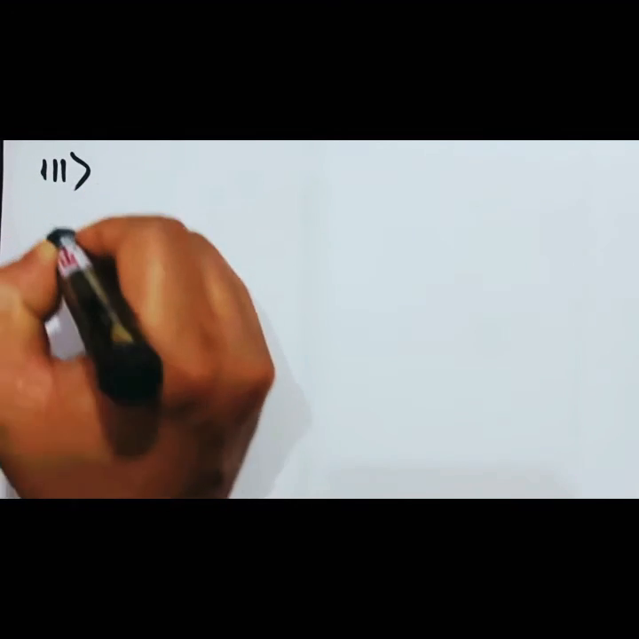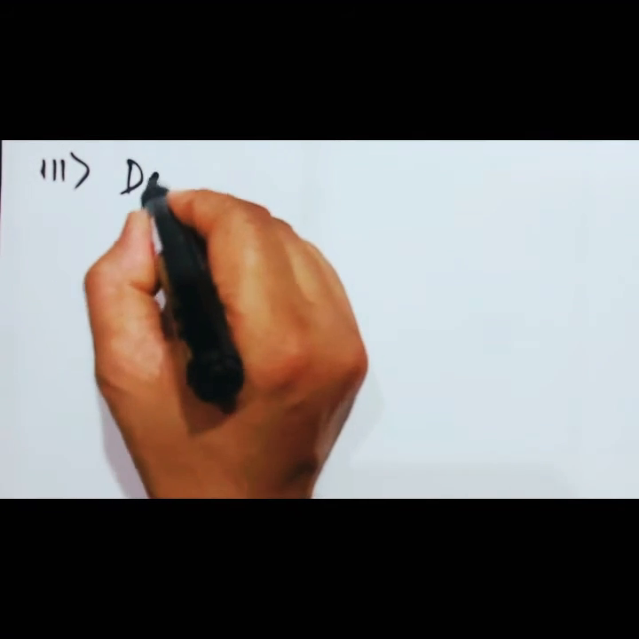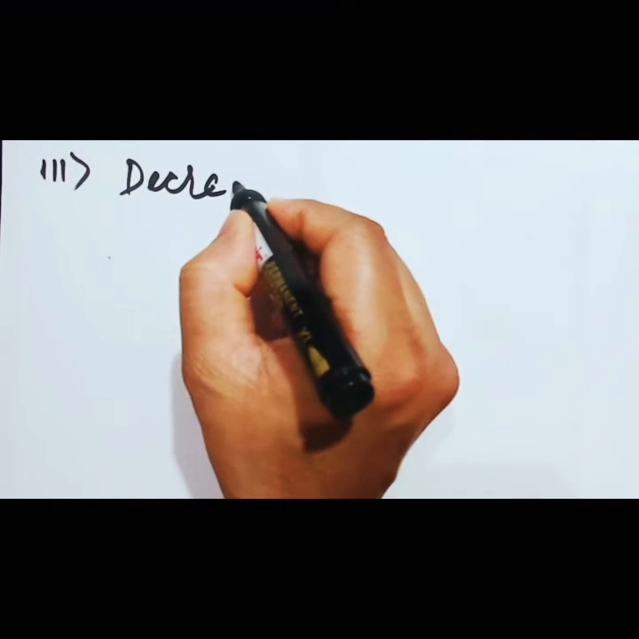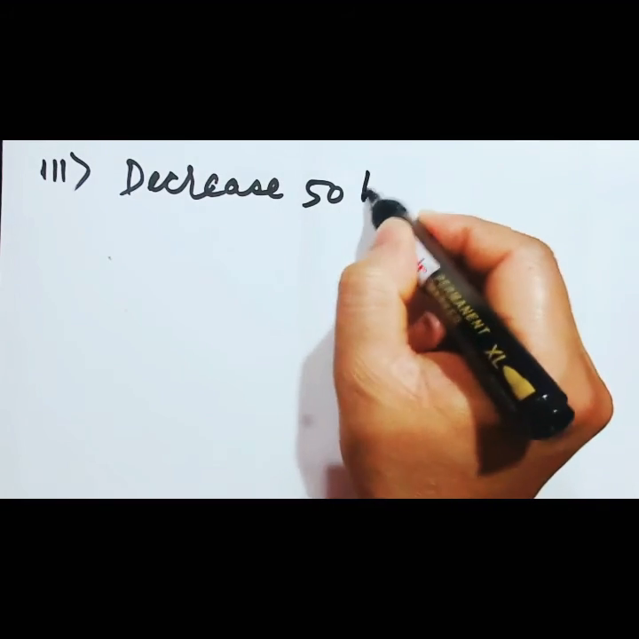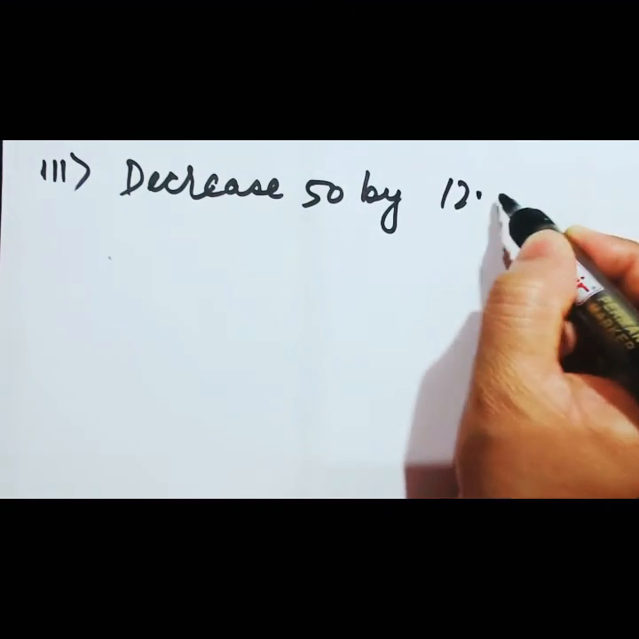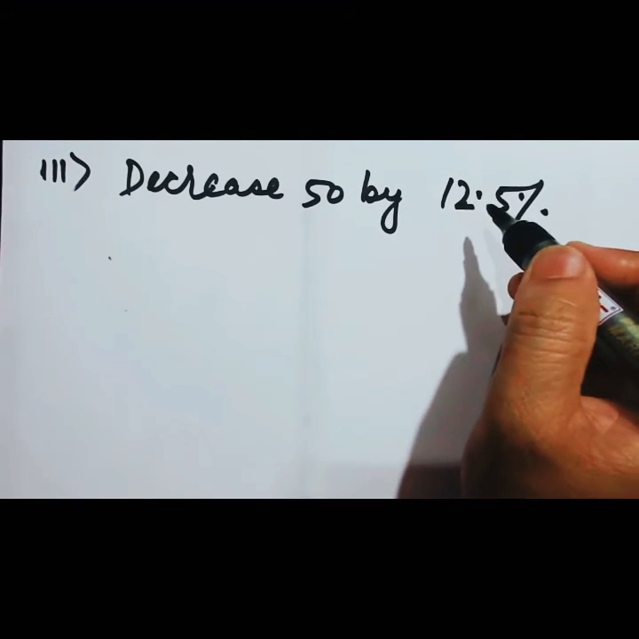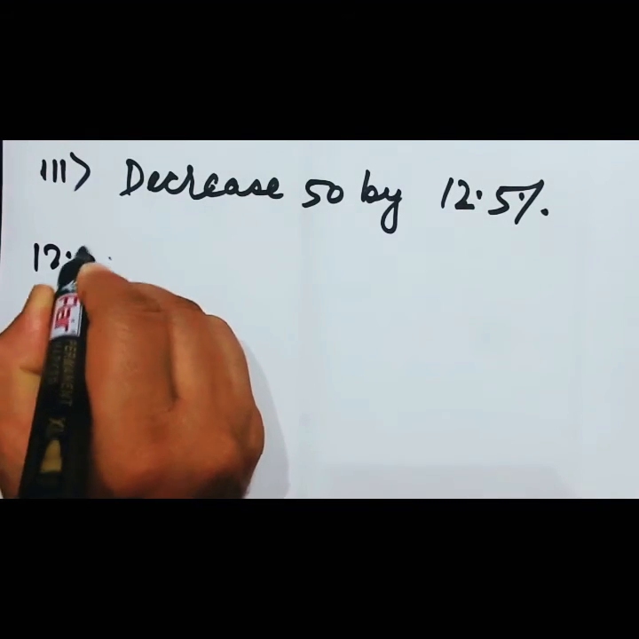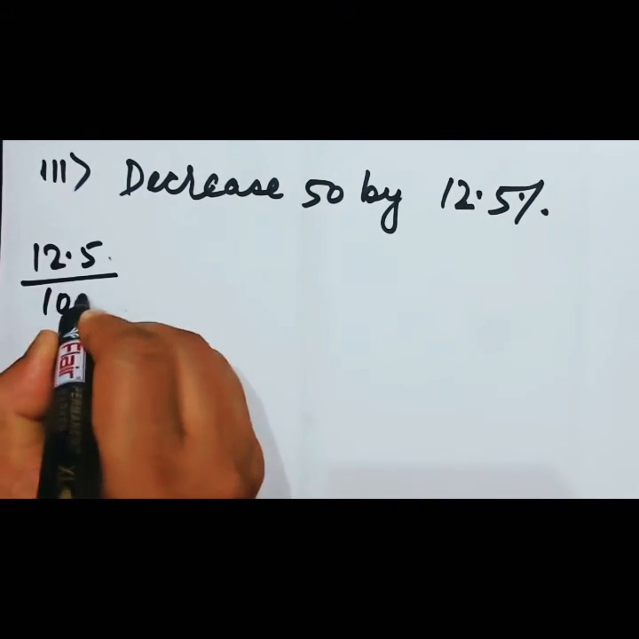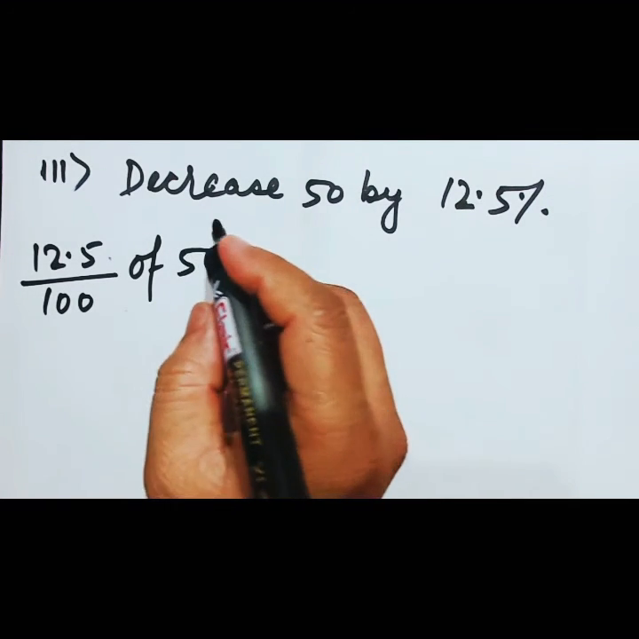In the next one we have: decrease 50 by 12.5%. Let us find 12.5% of 50. So 12.5 percent of 50 will give you how much?